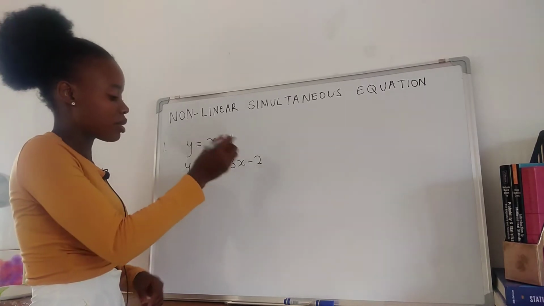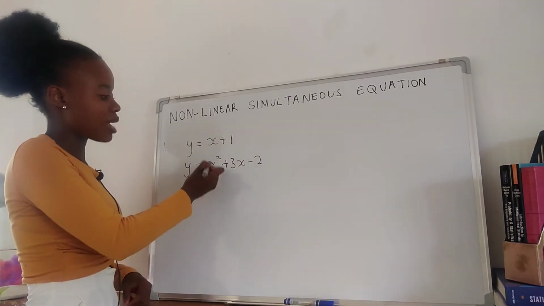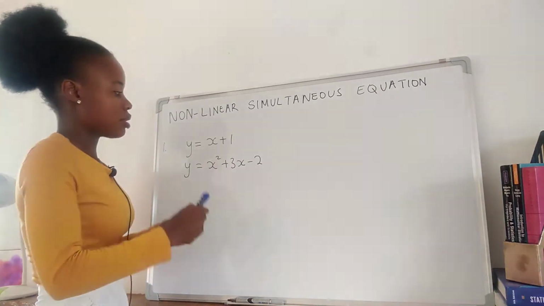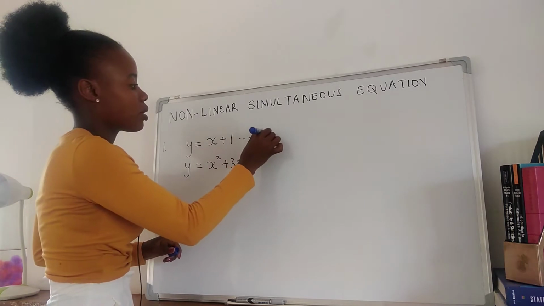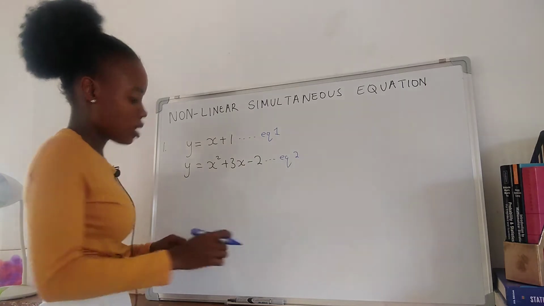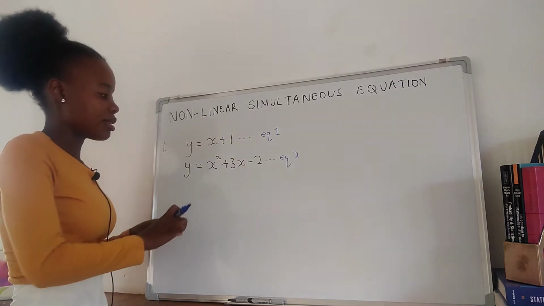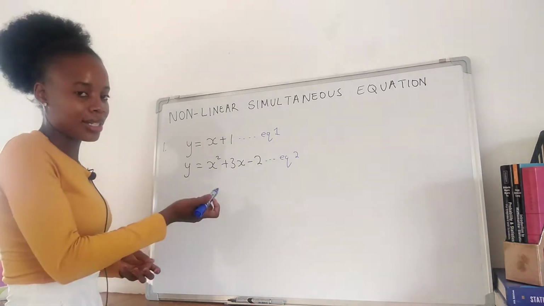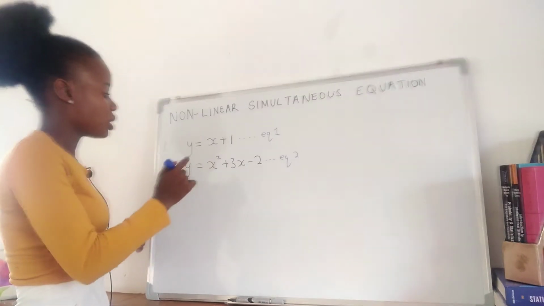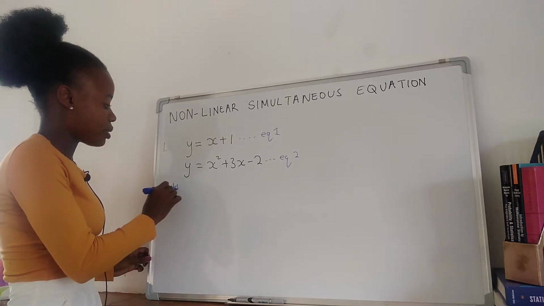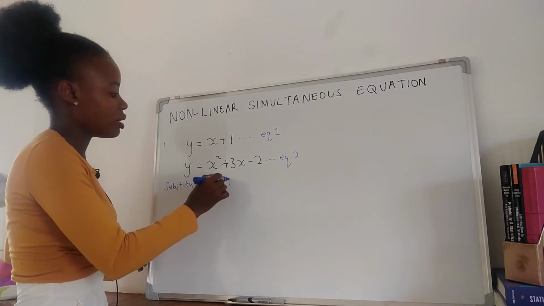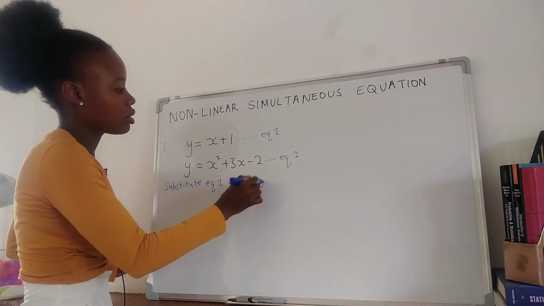y equals x plus 1 and y equals x squared plus 3x minus 2. Let's call this one equation 1 and this one equation 2. So the first step, you can see that this one is a quadratic equation and this one is just a linear. We're going to substitute equation 1 into equation 2.